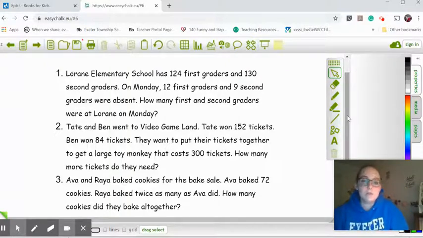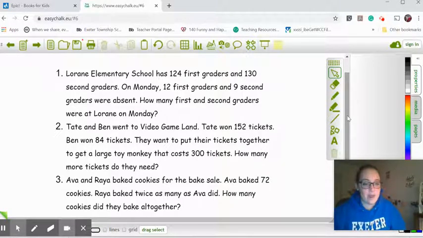So Lorain Elementary School has 124 first graders and 130 second graders. On Monday, 12 first graders and 9 second graders were absent. How many first and second graders were at Lorain on Monday? Number 2, Tate and Ben went to Video Game Land. Tate won 152 tickets. Ben won 84 tickets. They want to put their tickets together to get a large toy monkey that cost 300 tickets. How many more tickets do they need?